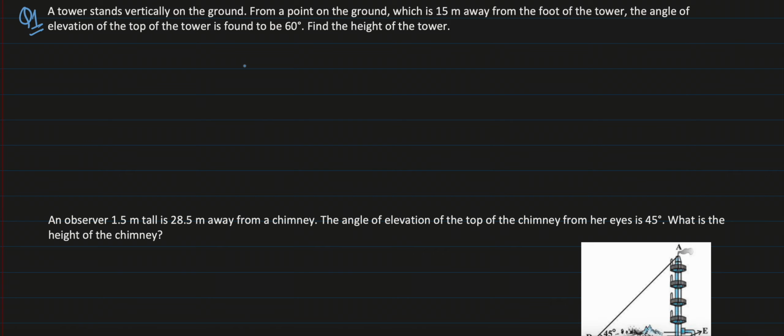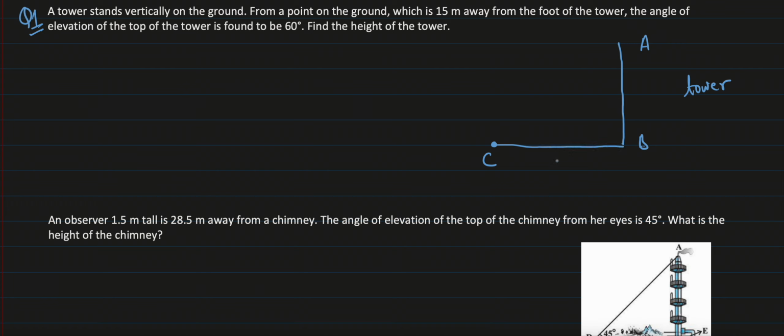A tower stands vertically on the ground. From a point on the ground which is 15 meters away from the foot of the tower, the angle of elevation of the top of the tower is found to be 60 degree. Find the height of the tower. So there is a tower standing vertically on the ground. Let's say AB is the tower. And there is a point on the ground. Let me name it as C.